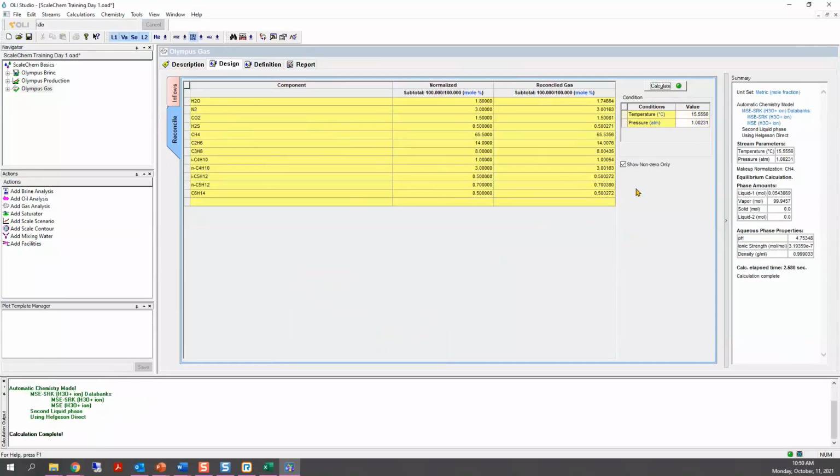Again, we just want to make sure that we actually have gas here. Sometimes people have entered some composition here and they end up having oil or something like that. So we just want to make sure that we have a gas here, a gas phase.